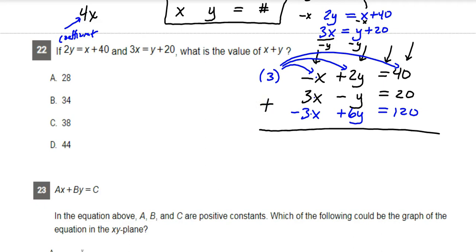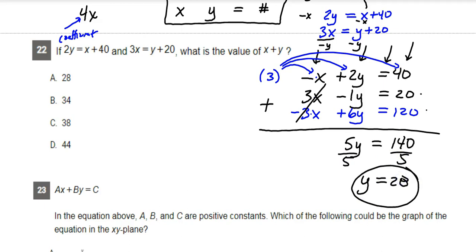So 3x plus a negative 3x is going to make my x's disappear, and there's nothing there. Now when I do my y's, I have a negative 1y plus a 6y. That's going to give me 5y's. And then 20 plus 120. Notice I'm right where I was doing it with the first method with substitution. I get to that exact same point. Divide both sides by 5. And I get y equals 28.